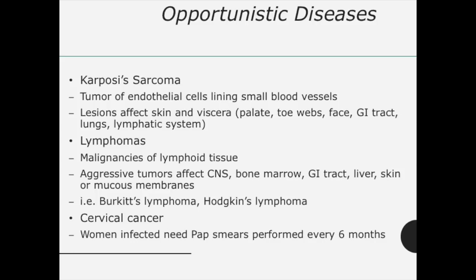Then they can have lymphomas. So this is malignancies of their lymphoid tissue. They can have aggressive tumors that affect their CNS, bone marrow, GI tract, liver, skin, or mucous membranes, and cervical cancer. So your women need to get checked and have pap smears every 6 months if they have HIV.